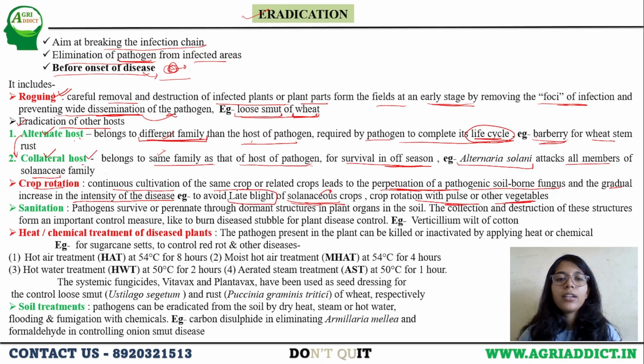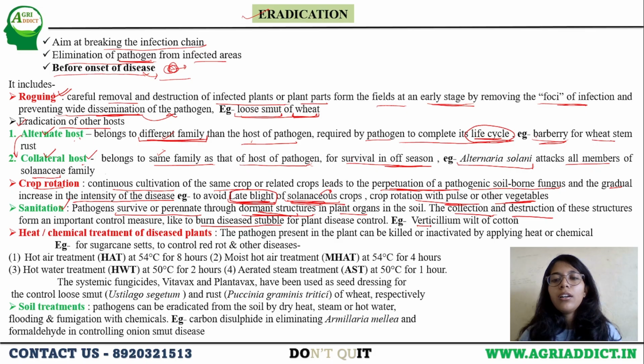That is, the late blight will occur in the next crop also if it belongs to the Solanaceae family. Sanitation is also necessary. The pathogens survive or perennate through various dormant structures in the various plant parts, like the crop residue. So we need to collect and destroy those structures. For example, burning of the diseased stubble or the crop residue is suggested so that we can remove those dormant structures of the plant pathogens.